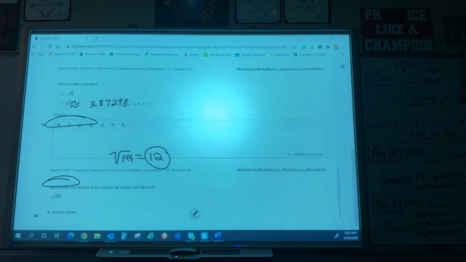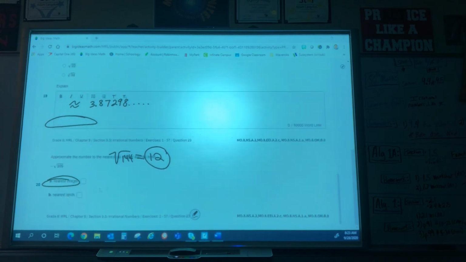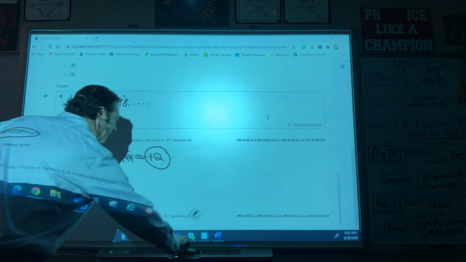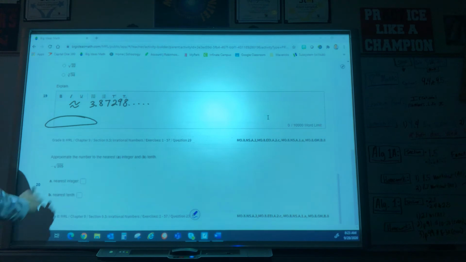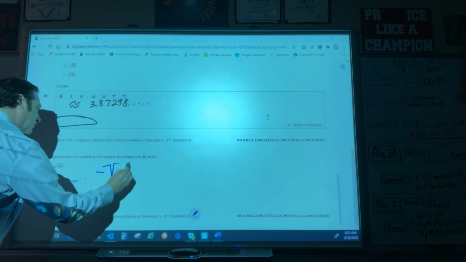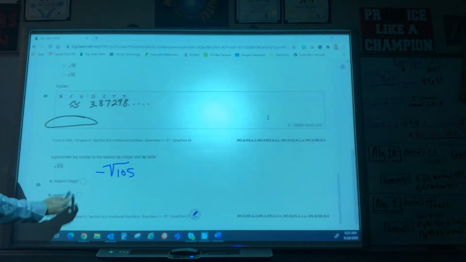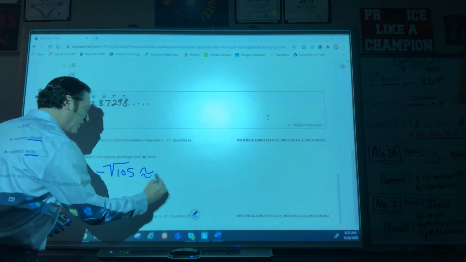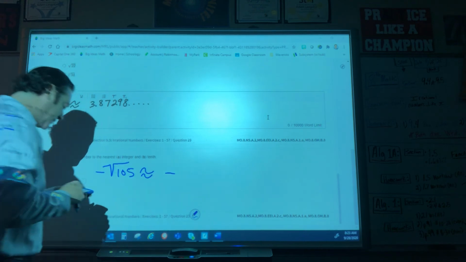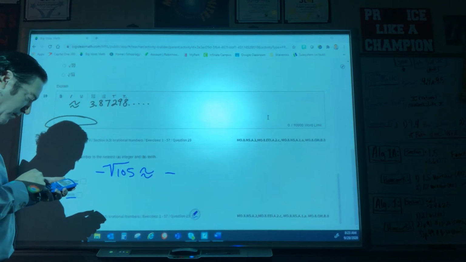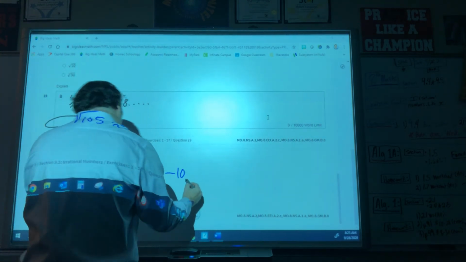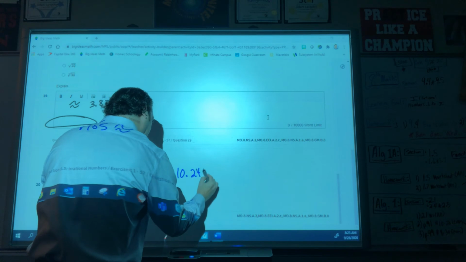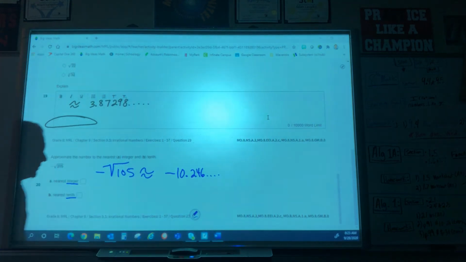Define which one's greater, just decode both. Okay, let's do the last one, number 20. It says, approximate negative square root of 105, and they want two answers. First to the nearest integer, then to the nearest tenth. Well, let's approximate what this is. Again, I'm going to get one negative answer. So square root 105, I get a negative 10.246, and then it keeps going, but that's all I'm going to need.